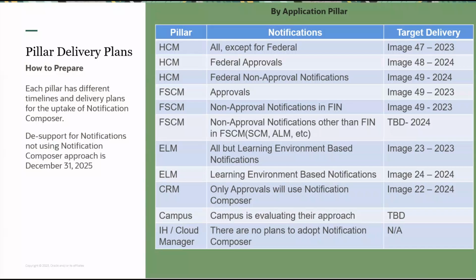Campus is still evaluating their approach and when they're going to actually deliver it. And the main reason is that they have their own way of doing notifications that uses EOEN, which is Event and Notification Framework. And we're looking at integrating that with Notification Composer in the future. So right now it's a TBD for campus, but there are conversations going on now about how to move to Notification Composer. For Interaction Hub and Cloud Manager, there are no plans to adopt Notification Composer.